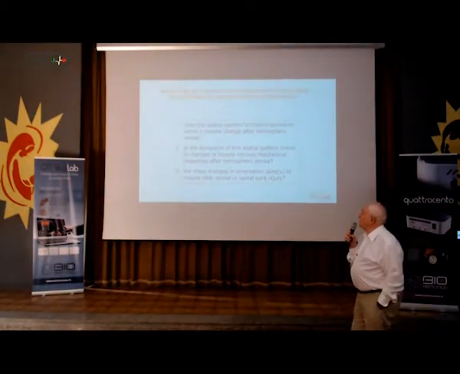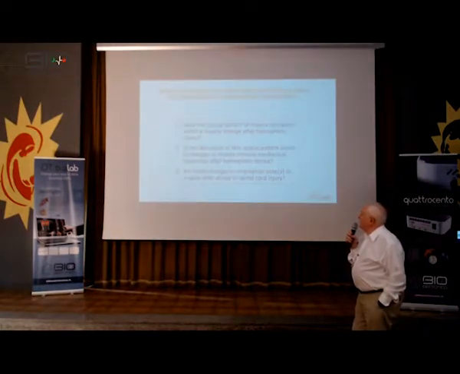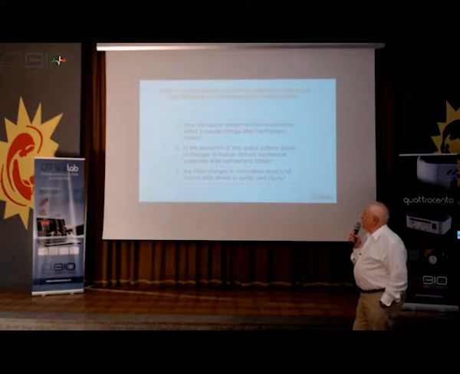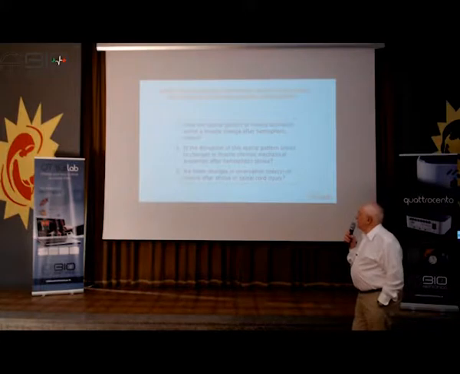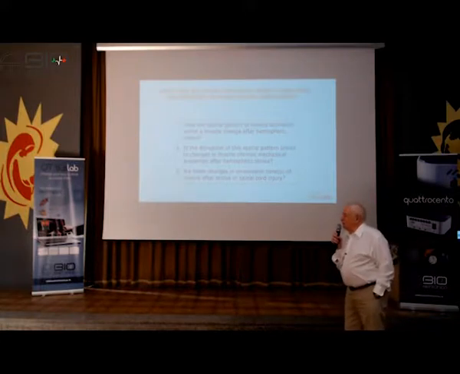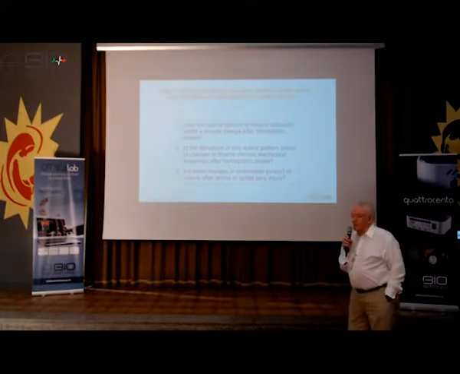So the first question we're interested in is, does the spatial pattern of muscle activation change after a hemispheric stroke? The second question was whether this disruption of the spatial pattern was somehow linked to changes in the intrinsic mechanical properties of muscles after hemispheric stroke.